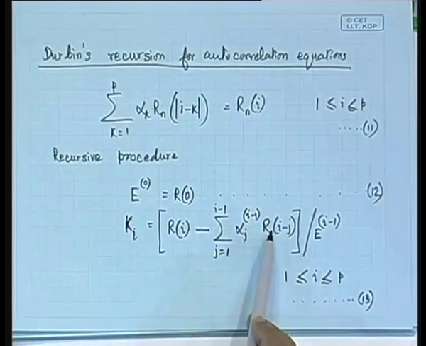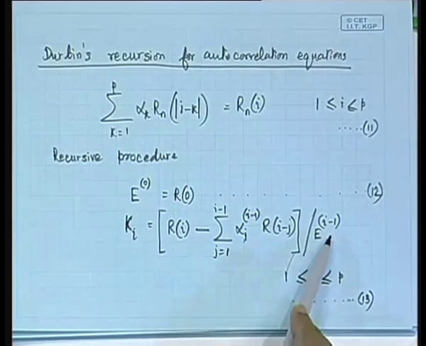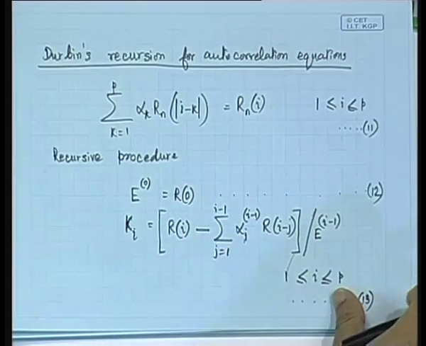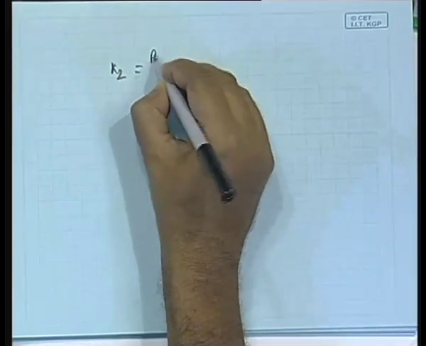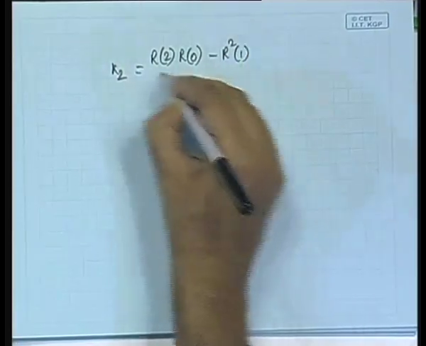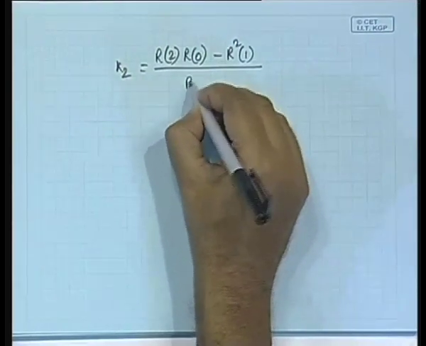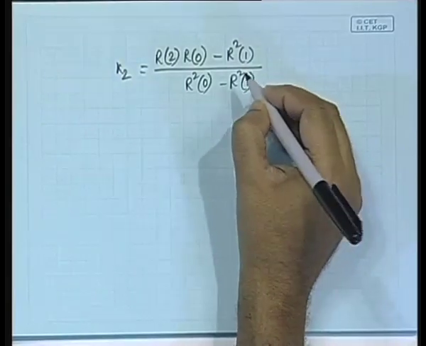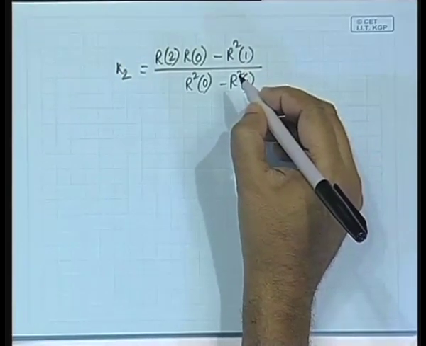So alpha 1 1 R1. In this case, with i equal to 2, it is E1 we just now computed, right. So what we have to do in this case is that we will be obtaining K2 is equal to (R2 R0 minus R1 square) upon (R0 square minus R1 square). This is the expression for K2, right.